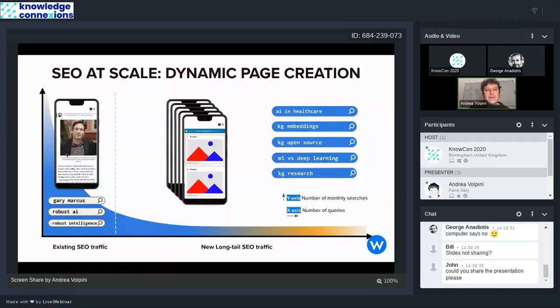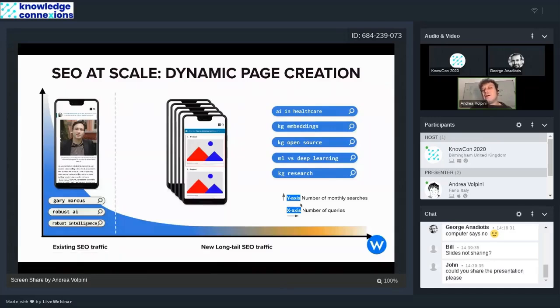So the existing SEO traffic that George gets, an example can be the article on the interview with Gary Marcus, where he gets traffic for Gary Marcus and for robust AI, which is one of the concepts that Gary introduced, robust intelligence. So this is a human-written article that is getting a large amount of traffic with a series of queries that are quite specific to the content being written.